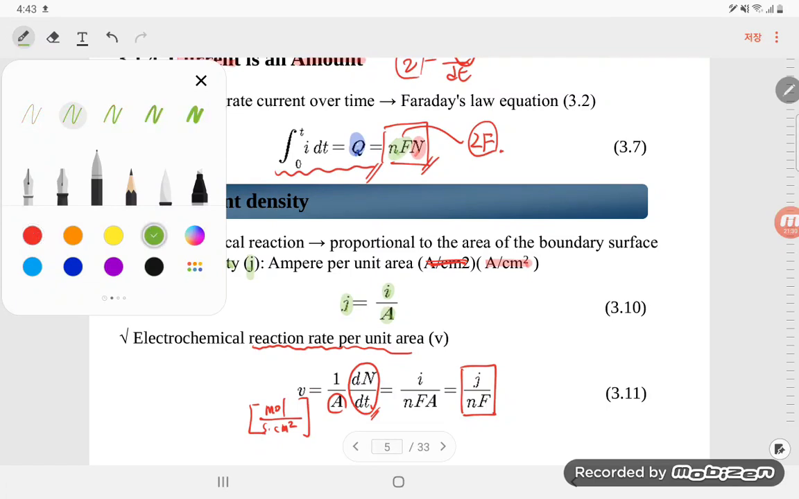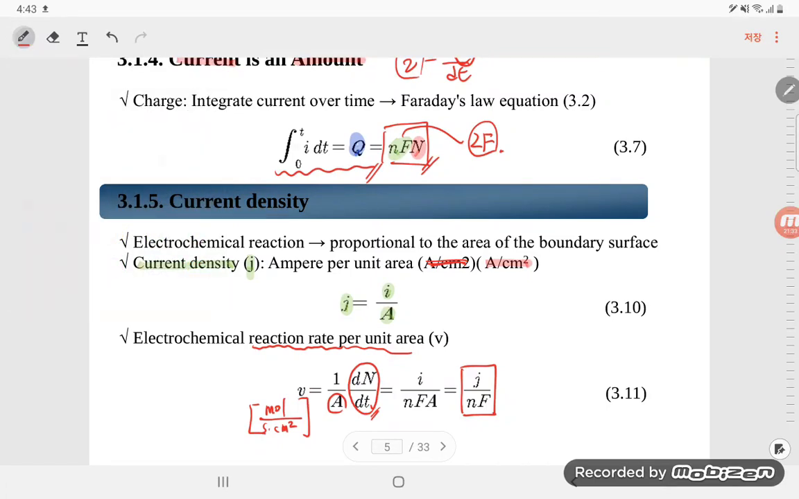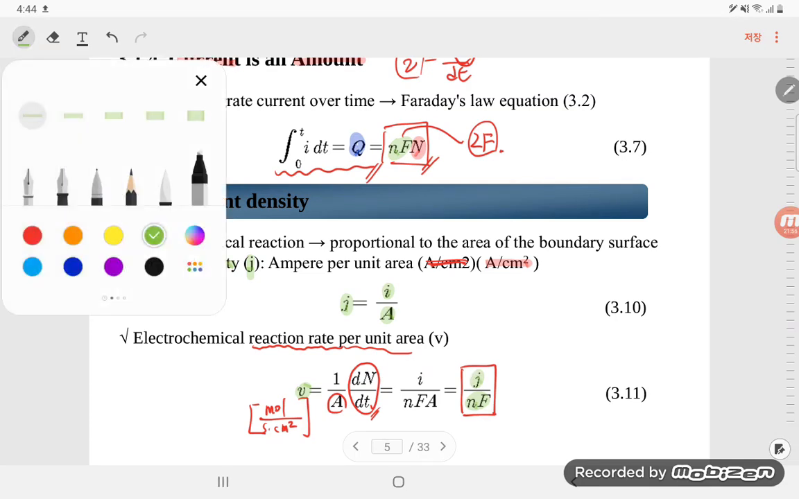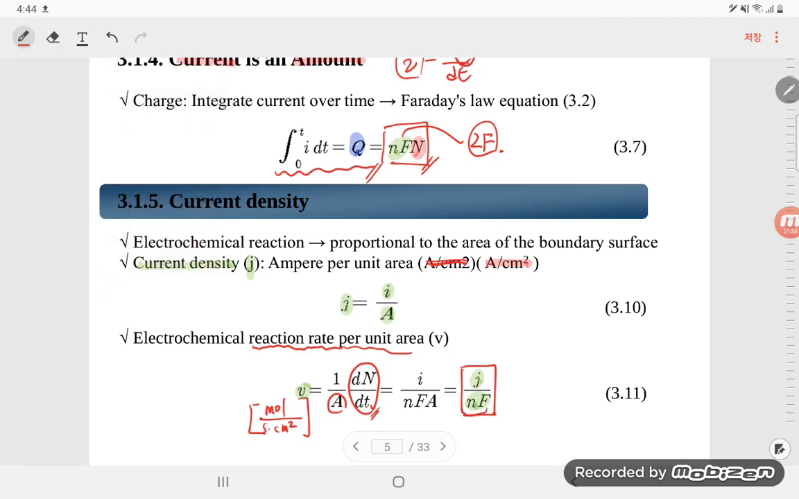Okay, in the conversion, we can use only this one, nF, right? From the chemical species, if we want to convert into the current density term, we only multiply nF in front of the rate of the electrochemical reaction of the chemical species. So remember that nF is the key term here.